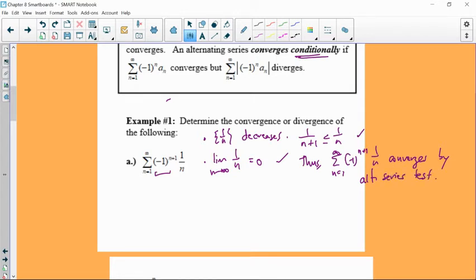Right now, it's converging just on the condition that it's alternating. If we wanted to have a stronger convergence, we want to see, does it converge?